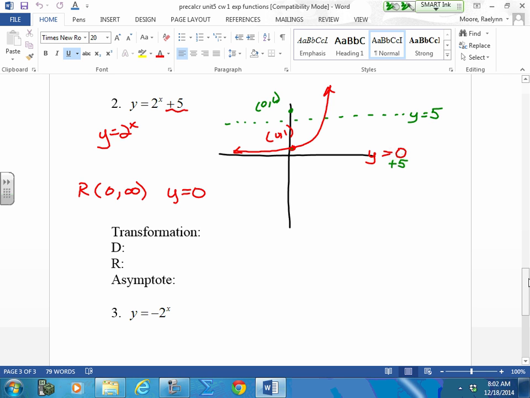Start like this. Aren't you moving everything up 5? The asymptote's moving up 5. The point is moving up 5. Now isn't this easier to graph now? So now your sketch has to pass through that point and go like this.